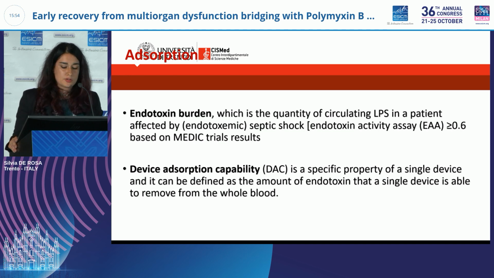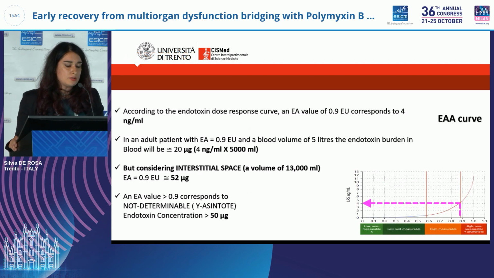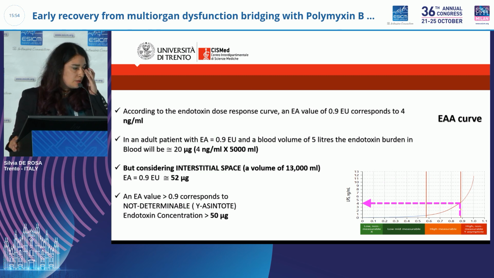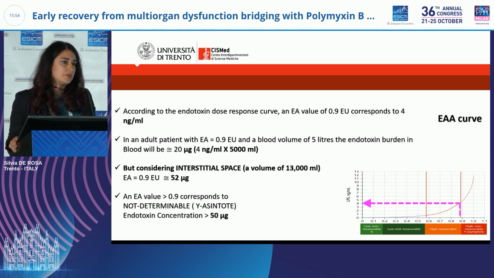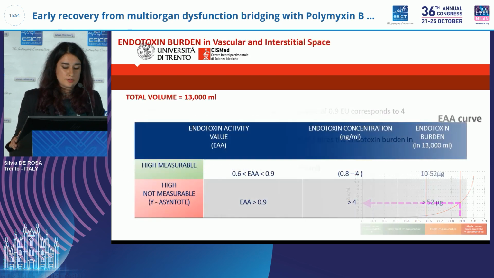And we know from the MEDIC trials that it is over 0.6. So according to the endotoxin dose response curve, an endotoxin activity value of 0.9 corresponds to 4 nanogram per milliliter. So if we consider an adult patient with endotoxin activity 0.9 and a blood volume of 5 liters, we are talking about around 20 microgram. And we also have to consider the interstitial space, which is around 13,000 milliliter. So in this case, endotoxin activity 0.9 is equal to around 52 microgram. So what we need is a device that is able to go over this endotoxin burden.